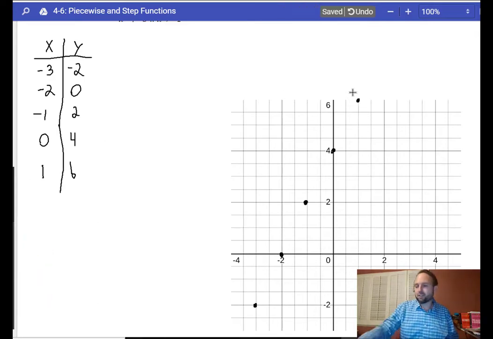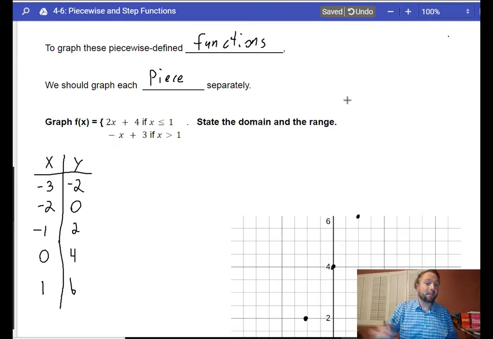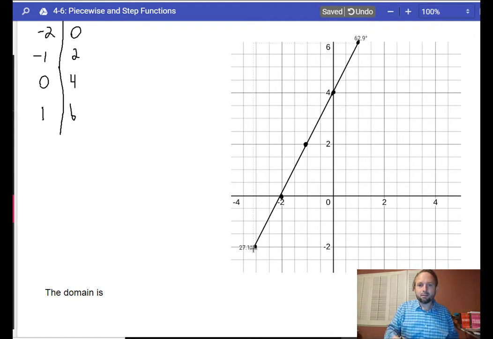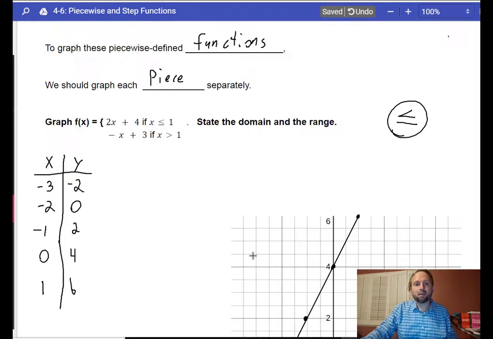Now, are we going to fill it in? Yes, this is going to be a closed circle because it has the less than or equal symbol. So now all we need to do is we need to create our shape and connect it. There's our first piece of our piecewise step function. Next up, we graph the other one.